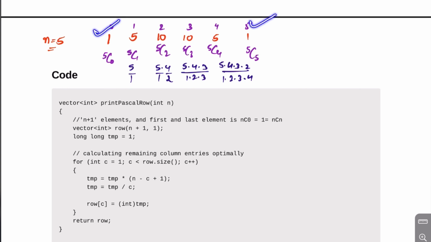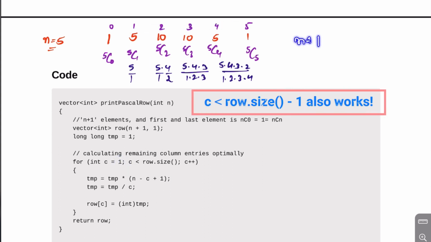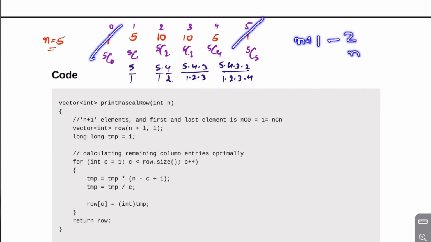I'm not going to worry about these two guys. I'm only going to worry about these guys. So I'll go from 1 to c less than rows. Basically, I'm calculating n minus 1 entries, right? Because there are a total of n plus 1 entries. This is gone, plus 2. So basically, n minus 1.